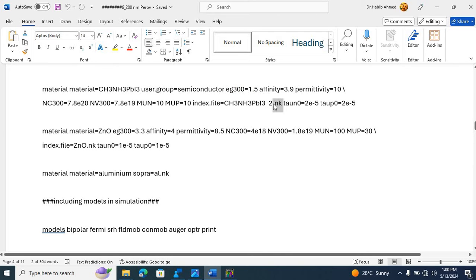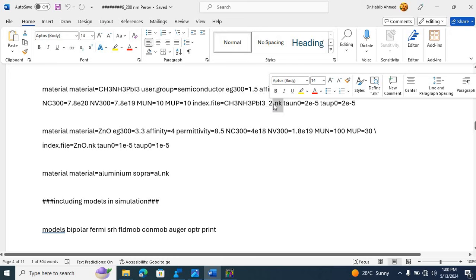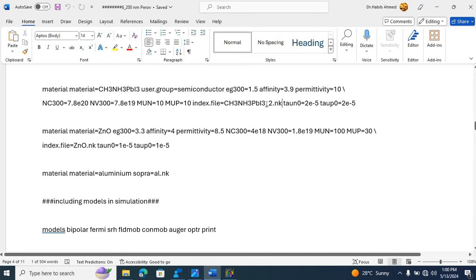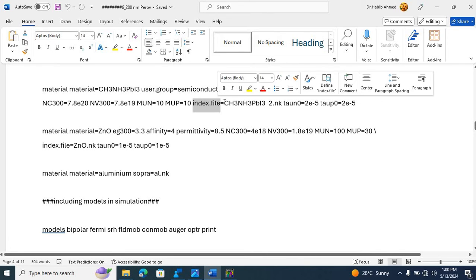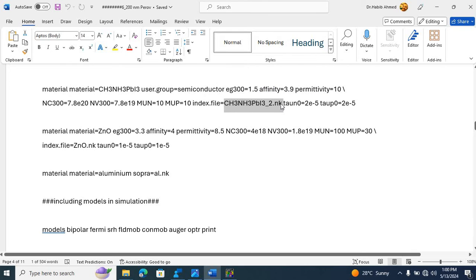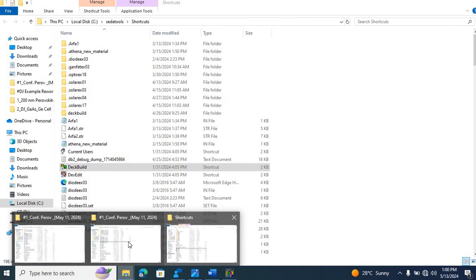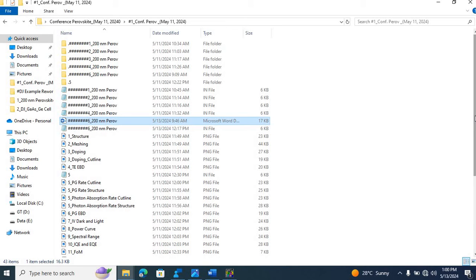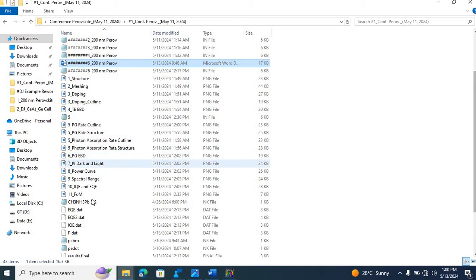However, since it is a user-defined material, we do not have the optical properties of methyl ammonium lead iodide inside Silvaco TCAD. So what I did is that I created a file with this name which has the optical properties for methyl ammonium lead iodide, and it's in the current directory over here. In the description you can say this is an NK file.